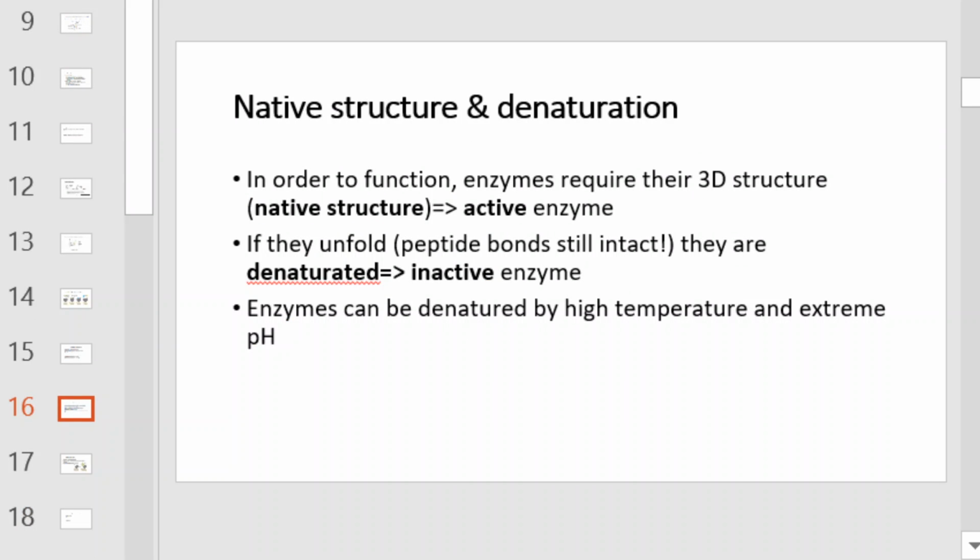Native structure and denaturization. In order to function, enzymes require their 3D native structure to be intact. If they are exposed to extremes in temperature or pH, they may unfold even though the peptide bonds remain intact. Once they unfold and lose their three-dimensional structure, they are considered denatured and will no longer catalyze a reaction.